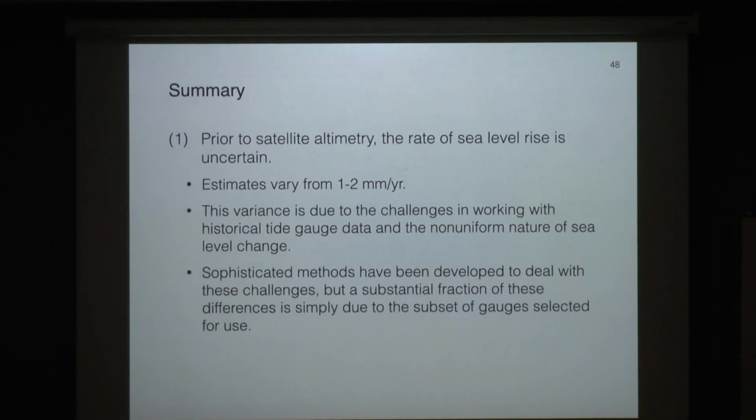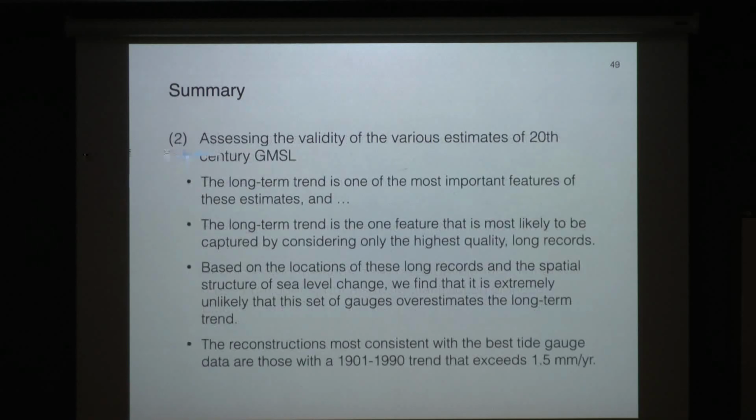But part of the variance in these 20th century rates is due to the particular subset of gauges that was chosen by each of these reconstructions. And so this may indicate that these methods are not completely able to capture what they're trying to do.